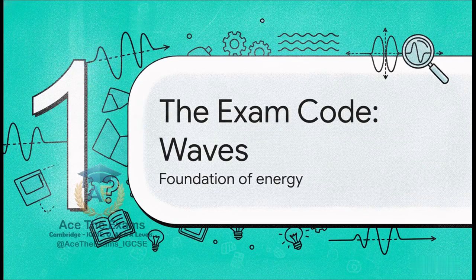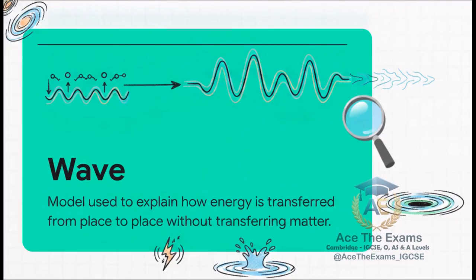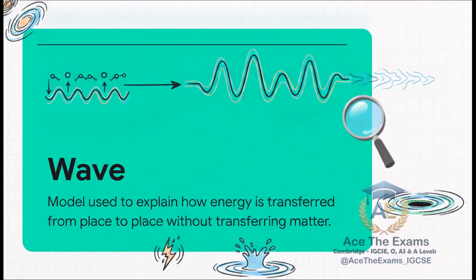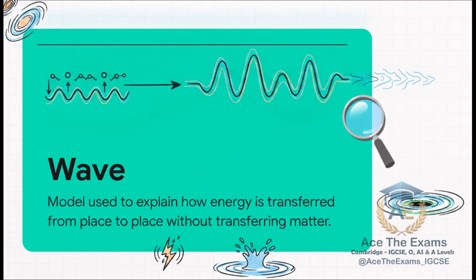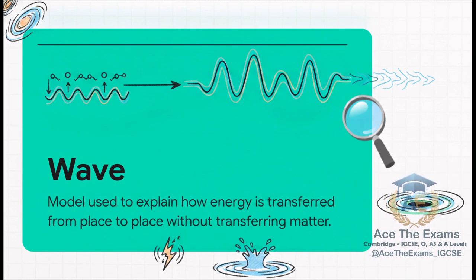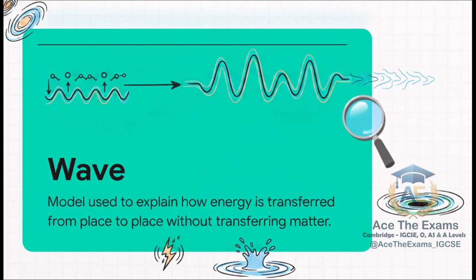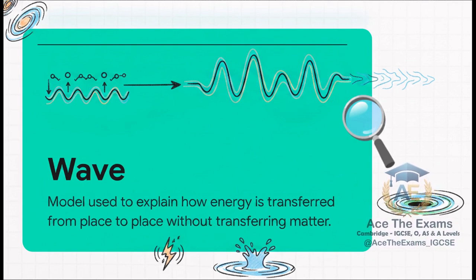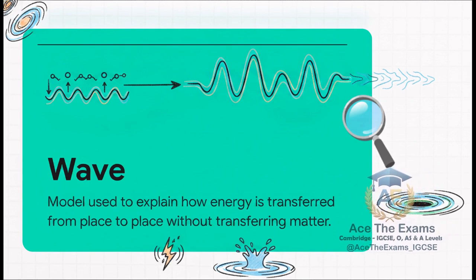Section 1, the exam code, waves. Let's understand the actual foundation of energy transfer. Before we can hack the exam, we have to establish what a wave actually is through the lens of a physicist. Here is your golden definition. A wave is a model used to explain how energy is transferred from place to place without transferring matter. I want you to lock that in. Write it down, highlight it, underline it. When the exam asks what a wave transfers, the answer is always energy, and absolutely never matter.